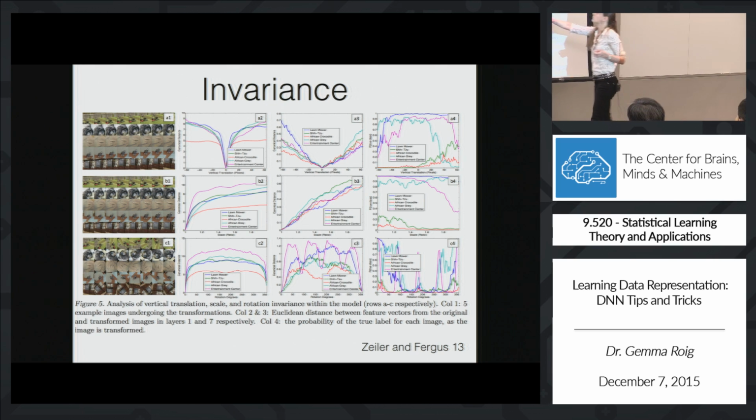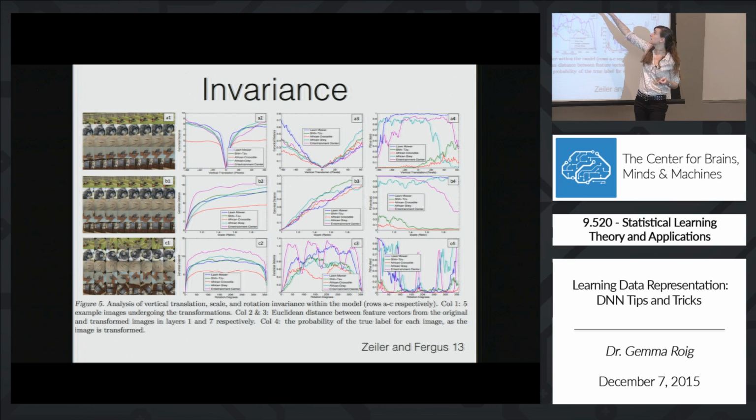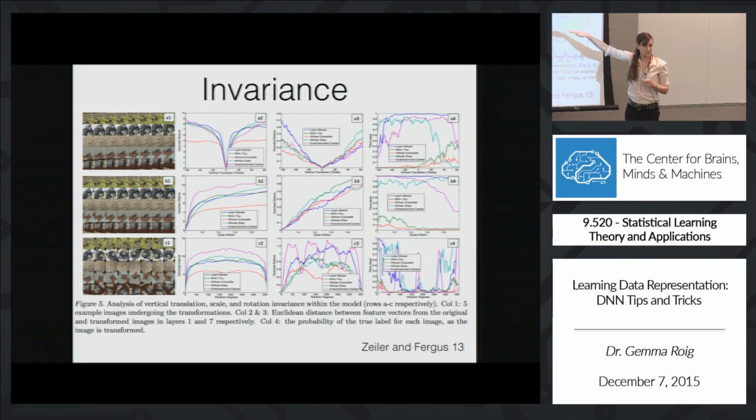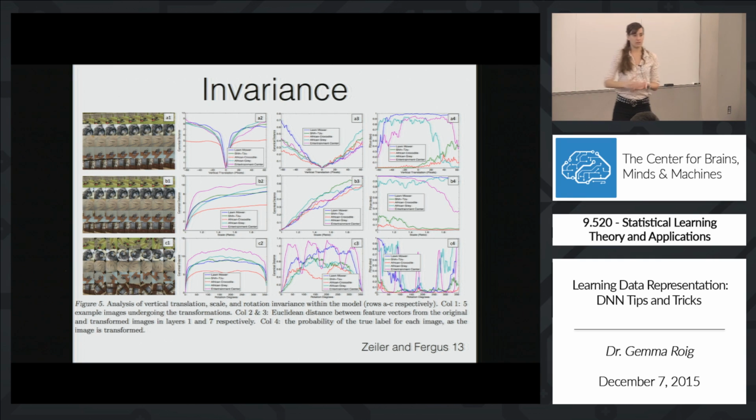But then when you go to, I think this one is the 7th layer, you become a bit more invariant. It's not perfect, because otherwise all the lines would be down to 0, but it's much more invariant than in the first graph. So what we can see here is that over the layers we have gained invariance to this vertical translation.